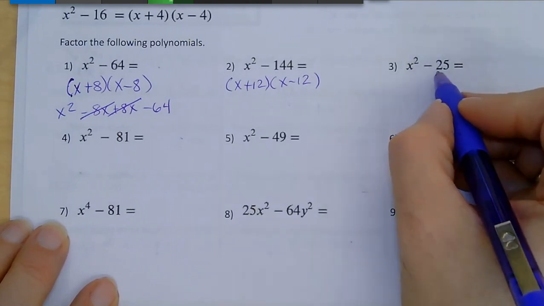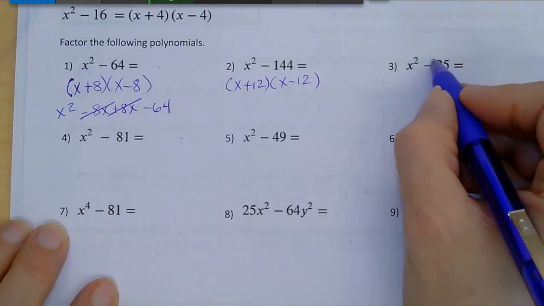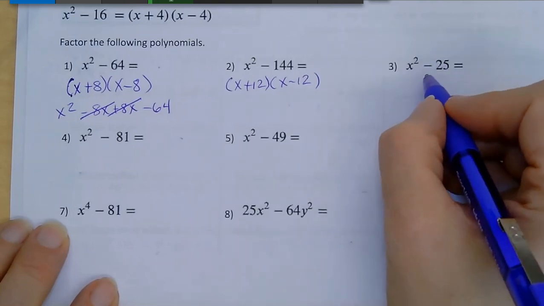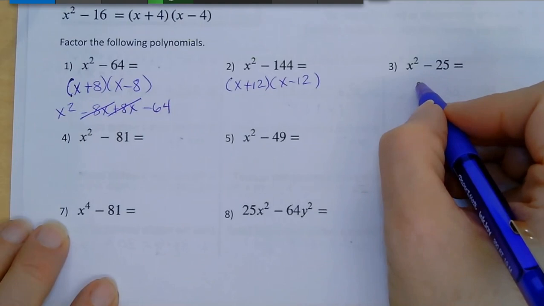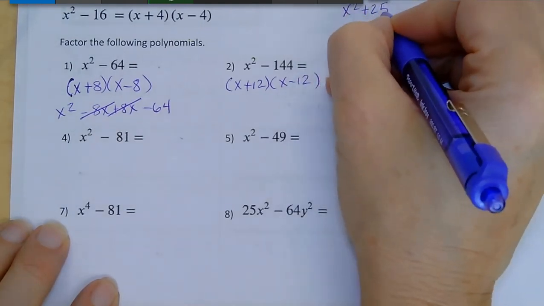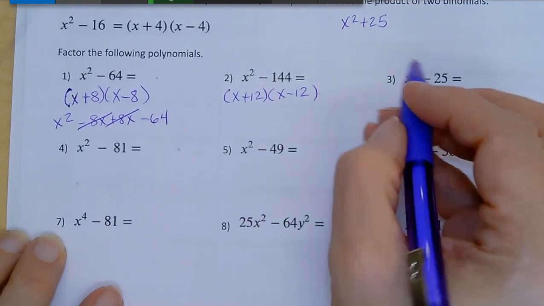Okay, x squared minus 25, perfect square, perfect square. This is a difference of squares. So realize that this does work. I can factor that out. But if I have x squared plus 25, right there, that is not a difference of squares.